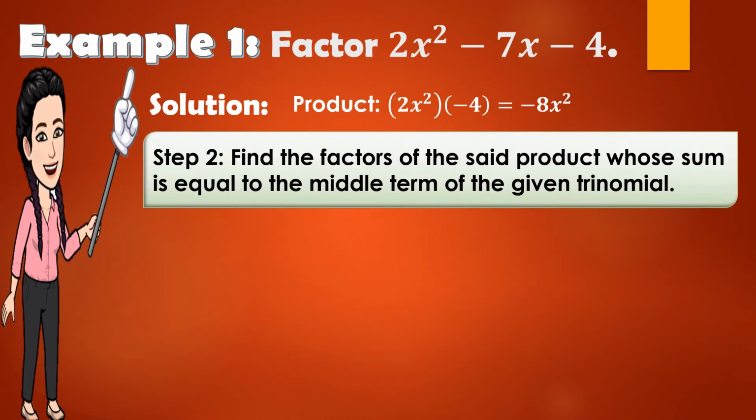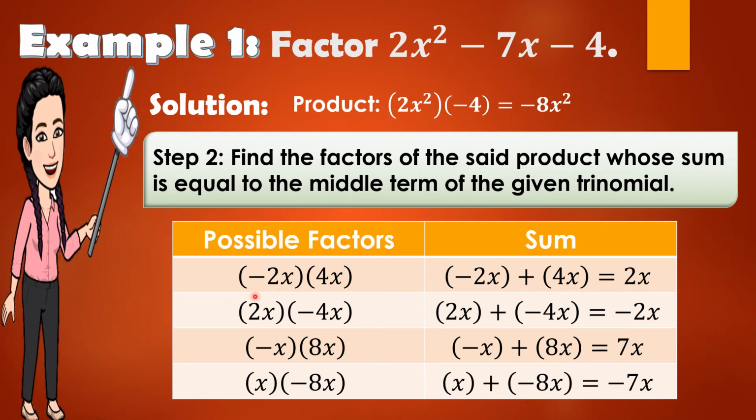For step 2, kailangan natin humanap ng factors ng negative 8x squared na kapag inadd natin, ang makukuha nating sagot ay negative 7x. So kapag nilista natin ang mga possible factors ng negative 8x squared, makakakuha tayo ng mga sumusunod. So we have negative 2x times 4x, 2x times negative 4x, negative x times 8x, x times negative 8x, and so on. So sa mga possible factors, hahanapin natin kung ano ang magbibigay sa atin ng sum ng negative 7x.